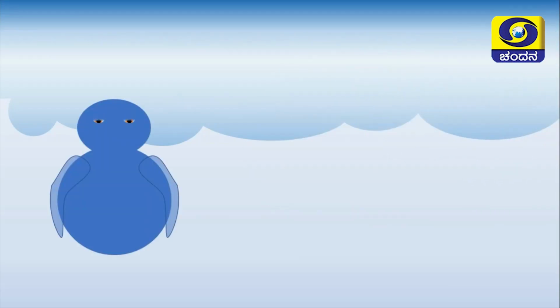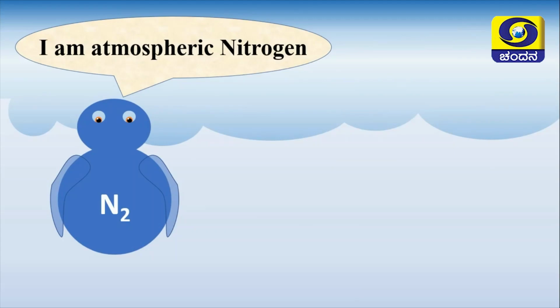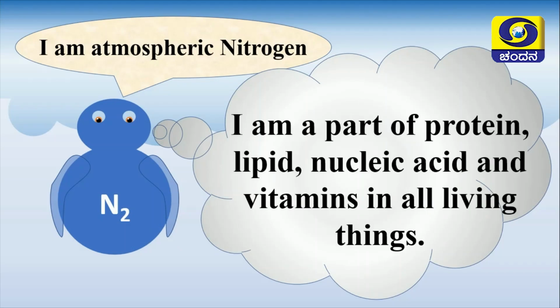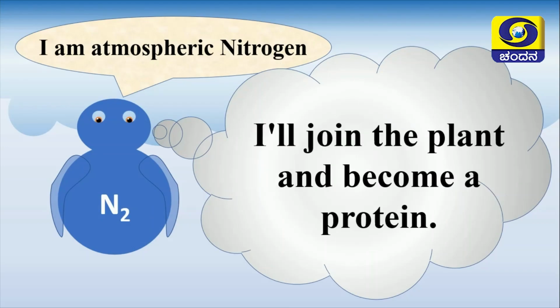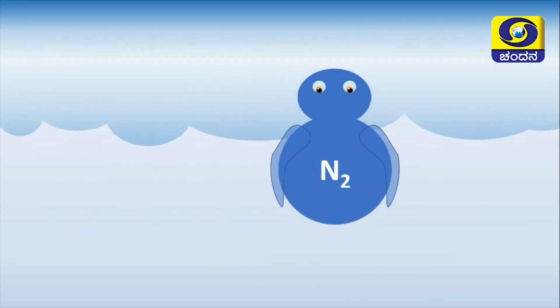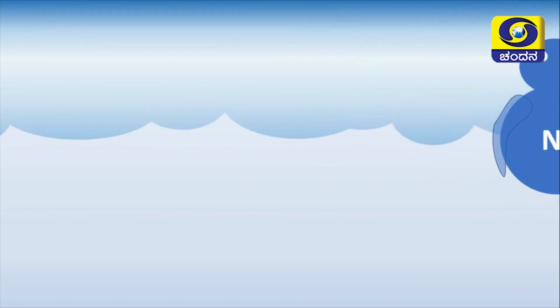Dear students, let us study about nitrogen cycle. I am atmospheric nitrogen. I represent 78% of the atmospheric gases. I am a part of protein, lipid, nucleic acid and vitamins in all living things. I will join the plant and become a protein. Atmospheric nitrogen molecule goes near leguminous plant.